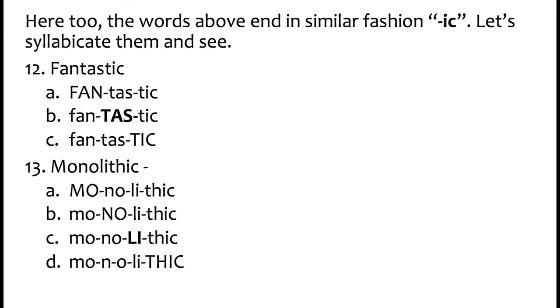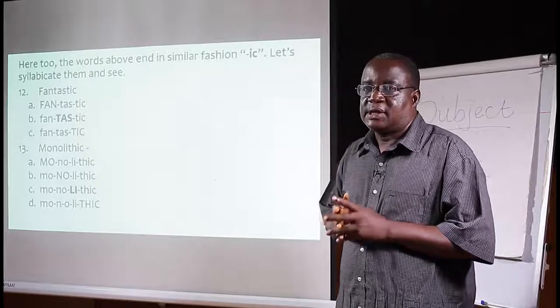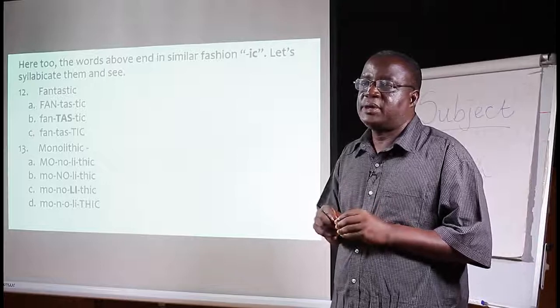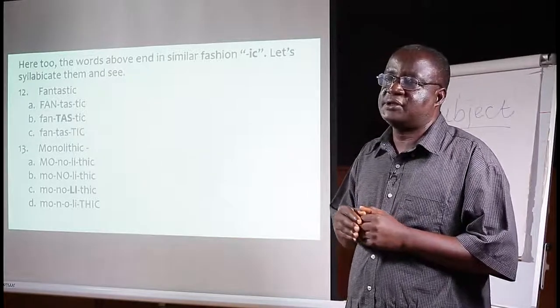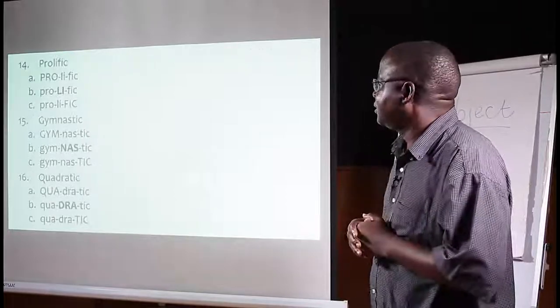13. Monolithic, monolithic. Here we have 4 syllables: mo, no, li, thick. You'll find option C. In option C, the li is highlighted. It is the place that receives greater prominence, and as such, it is the place that receives the primary stress.